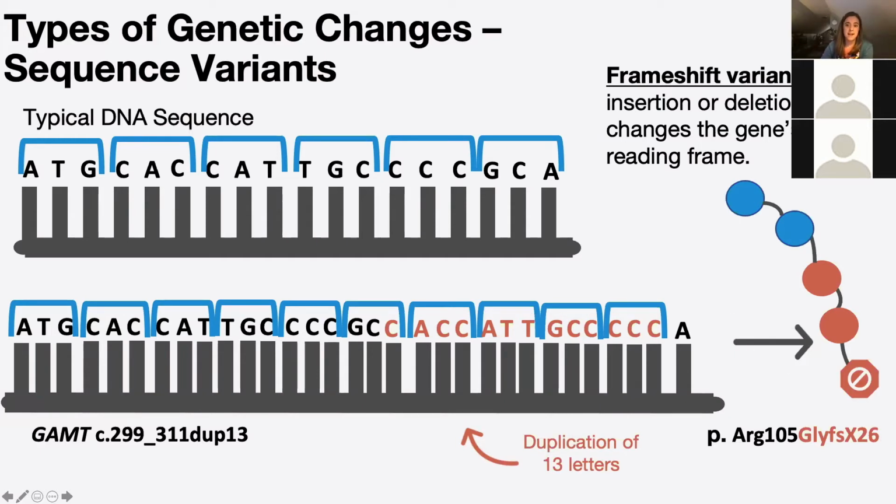You can identify frame shift variants because they typically have FS, short for frame shift, in the description of the protein change. Insertions, duplications, or deletions that aren't in sets of three can cause these frame shift variants.